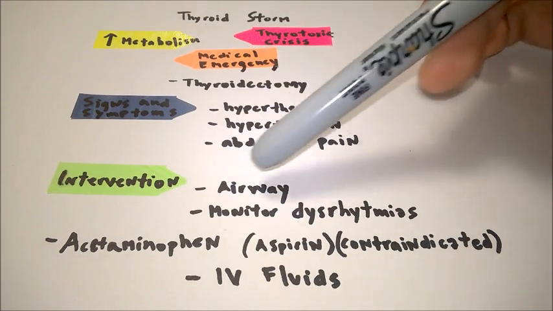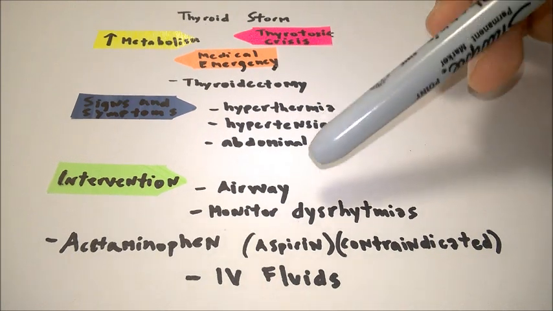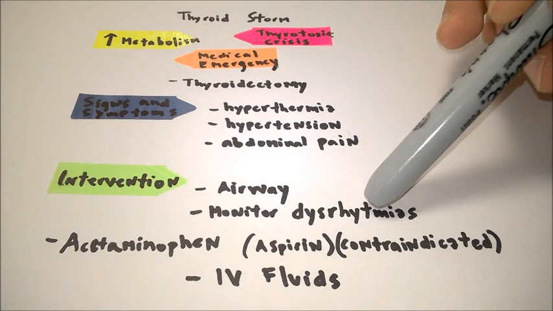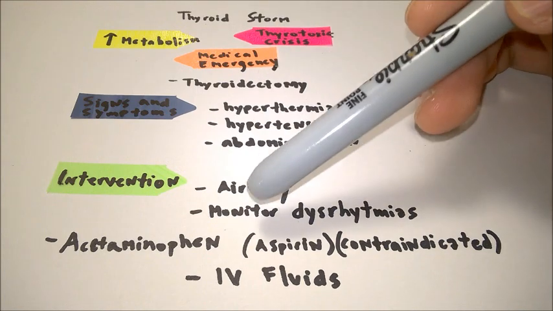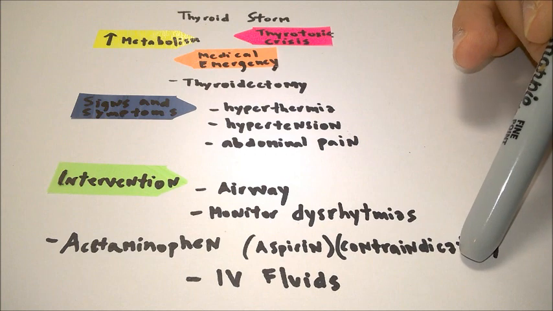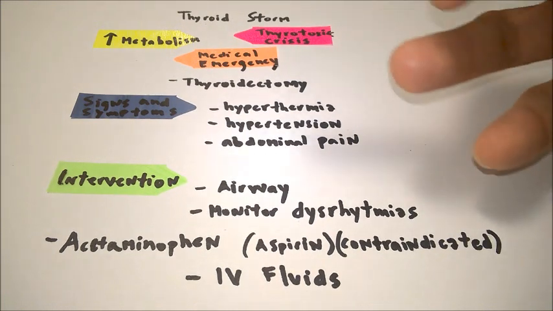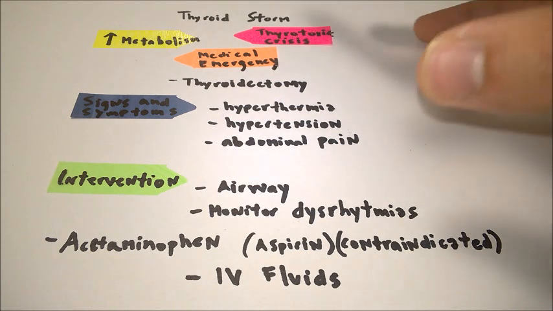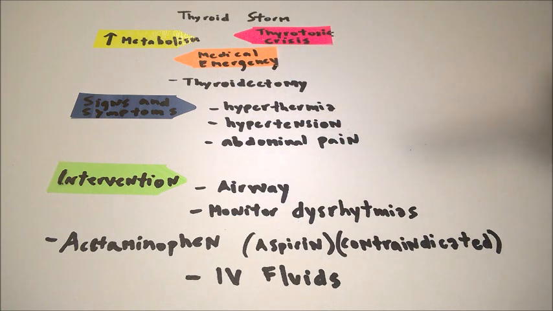Now, interventions as a nurse, we do need to maintain a patent airway, and we do need to continuously monitor the patient for dysrhythmias, okay? Now, we can also give the patient acetaminophen, but aspirin is actually contraindicated for this patient because aspirin can release what they call thyroxine from the protein binding sites, and this in turn can be bad for the patient, okay?